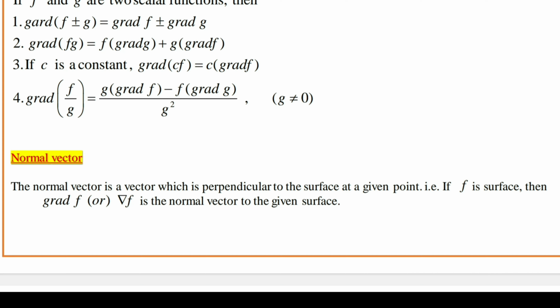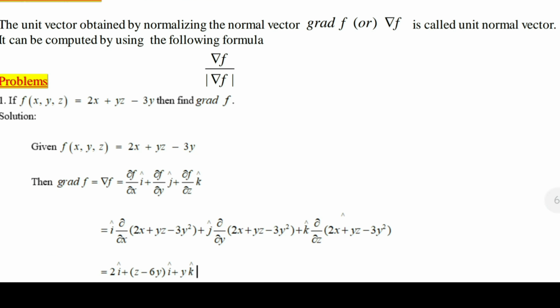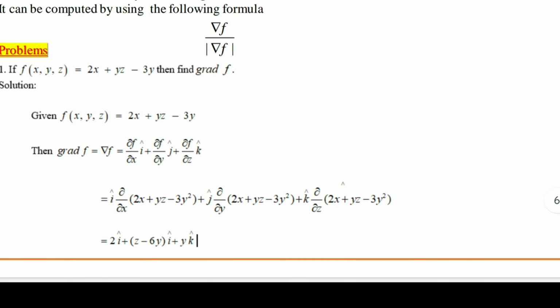Normal vector: if a function f is given, then the normal vector is nothing but the gradient of f. The unit normal vector is del f divided by modulus of del f. Del f divided by modulus of del f is the unit normal vector. The formula is important, remember it. It might be asked in MCQs, or it might be asked in a problem while solving. Unit normal vector: del f by modulus of del f is the formula.